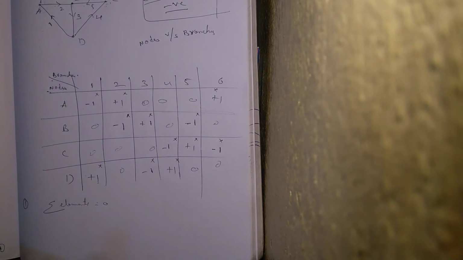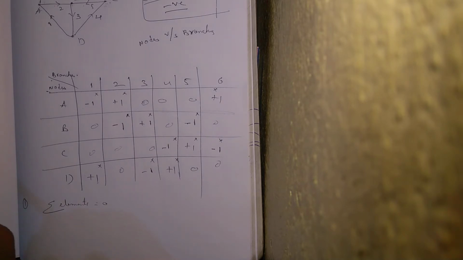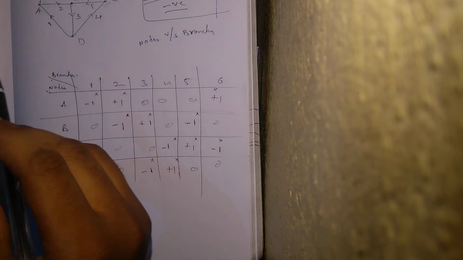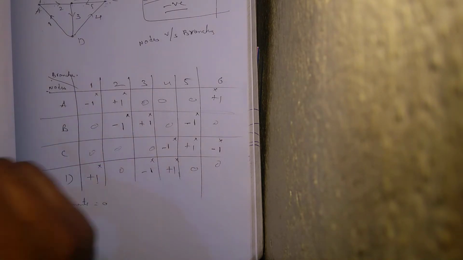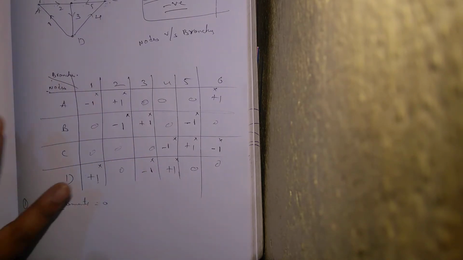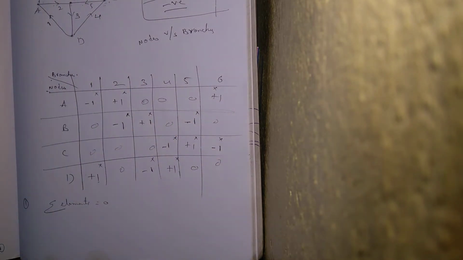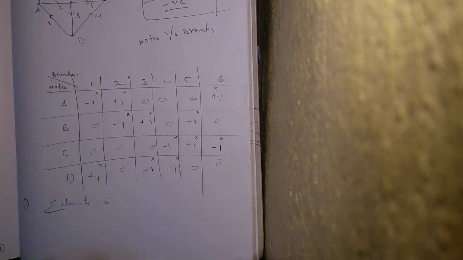So what is your first property? Sum of all elements in any column is equals to 0. This resembles something called KCL, right? So sum of currents entering the node is equals to sum of currents leaving the node. See, this is entering current and this is leaving current. When both of them are summed, the output result will be 0, right? All the currents at node is equals to 0.